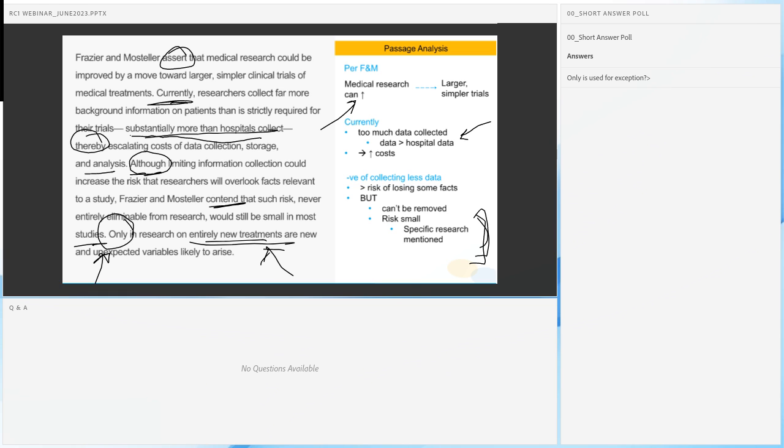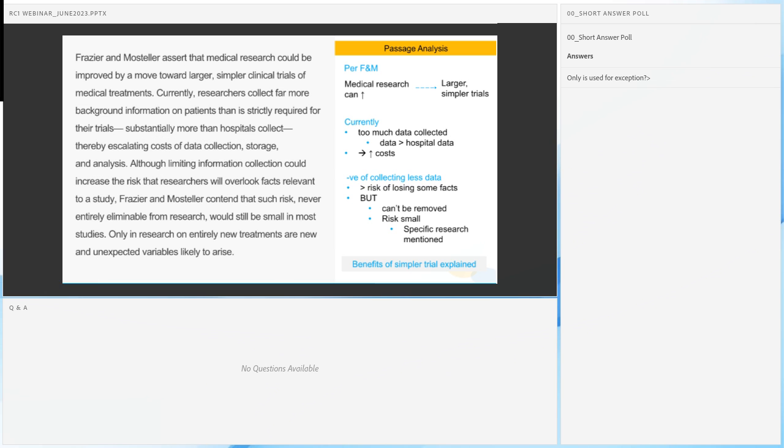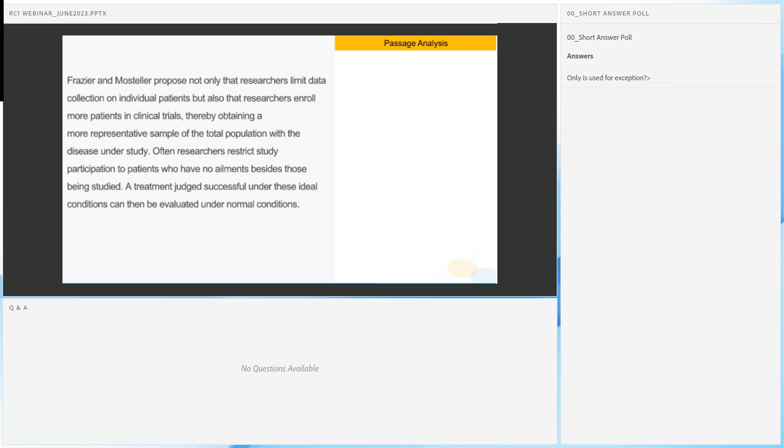All right, so overall, if you were to summarize this, you want to simplify trials, and the benefit of a simplified trial is explained over here. Okay, then let's move forward.